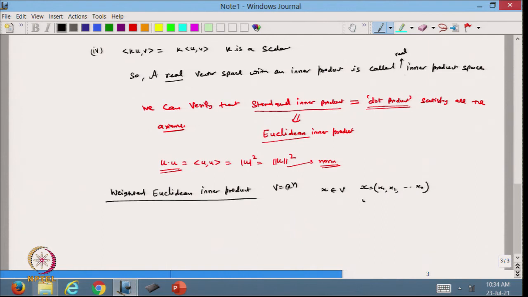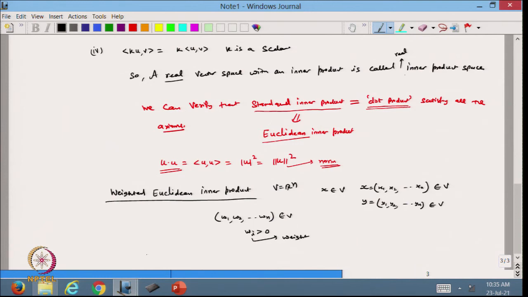Then I define another vector y, that is y1, y2, yn, which also belongs to the given vector space V. Then we define a vector w1, w2, wn, that also belongs to V, such that each wi is positive. So, this wi we represent as a weight.